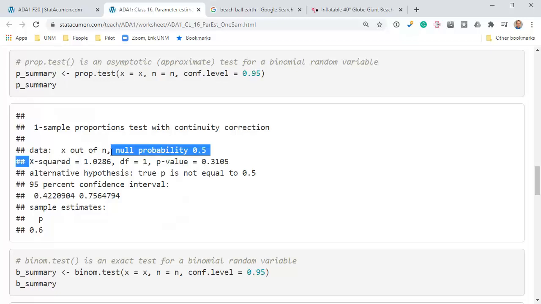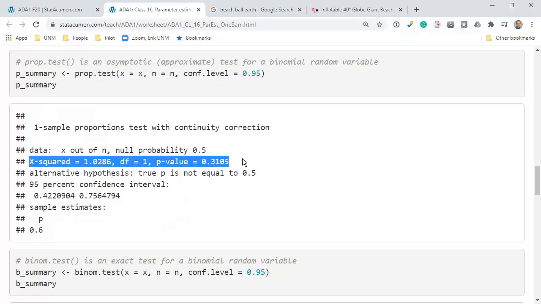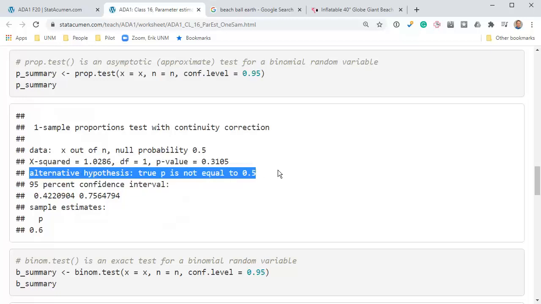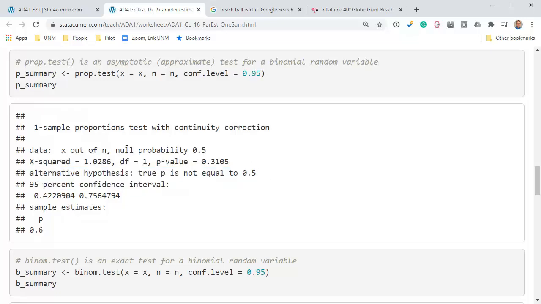There's a chi-squared statistic, degrees of freedom, p-value. We're not interested in any of that. Alternative hypothesis, we're not looking at a hypothesis test, so we can ignore that. Same thing on this top line, null probability, we're not looking at that.